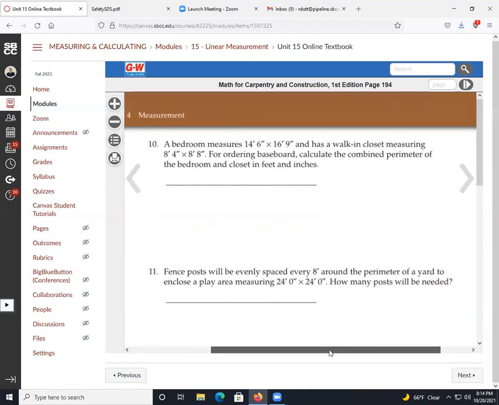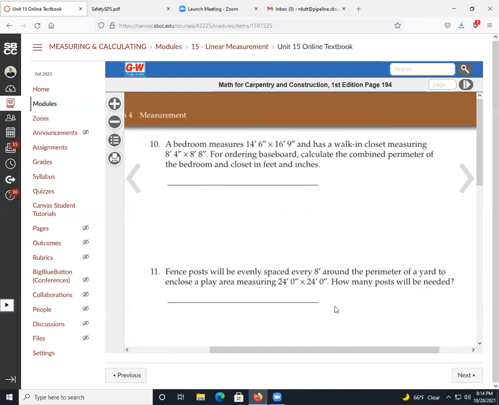All right, a bedroom measures 14'6" by 16'9", and has a walk-in closet measuring 8'4" by 8'8". Okay, we want to calculate the combined perimeter of the bedroom and the closet in feet and inches. So somebody describe to me how this is done. Somebody, anybody. What's the process by which that's done? And there's more than one.